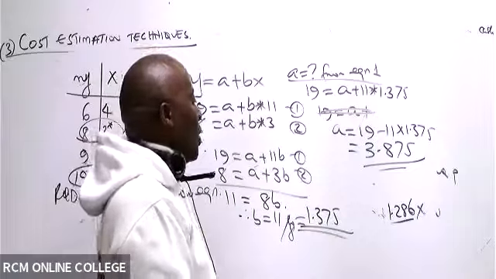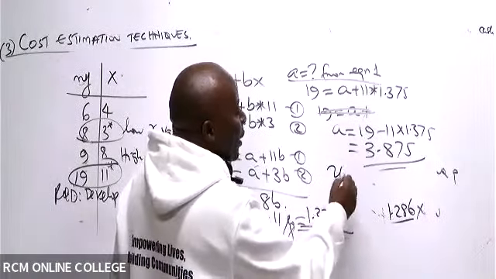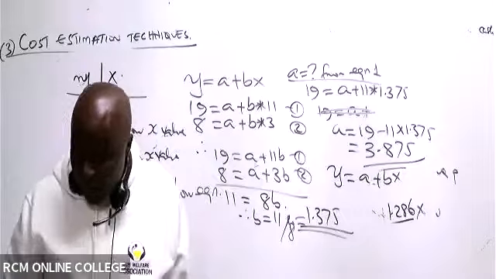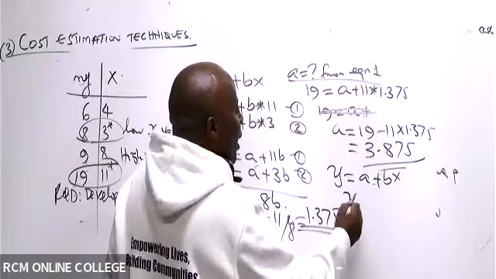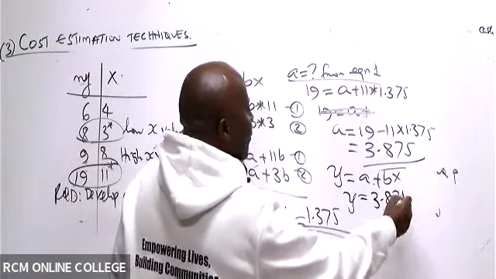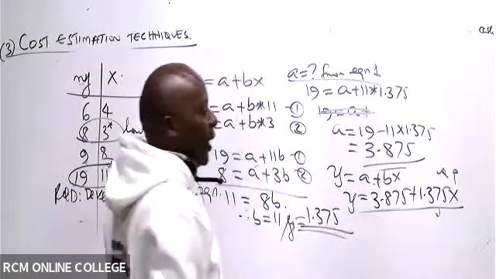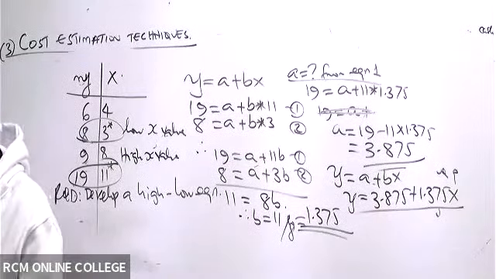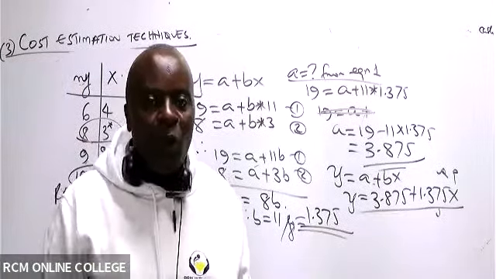So once you get those answers, go ahead. Don't forget that this examiner wanted you to write the equation y equals a plus bx. Our a, we already have the answer. So this will be y equals 3.875 plus b, which is 1.375, times x, like that. Is that okay? And you were able to get this without my intervention. So Moses, have you been able to see where you went wrong?